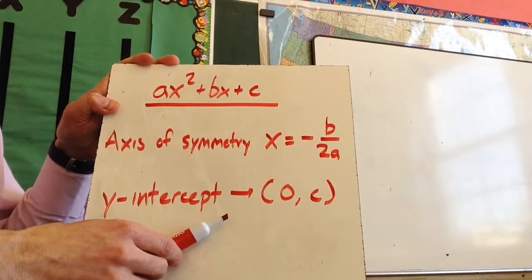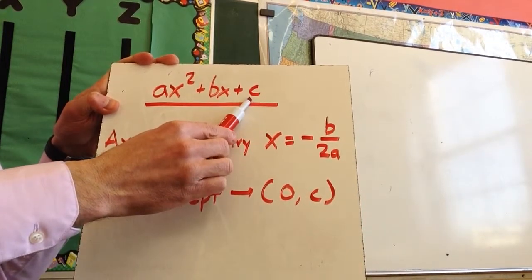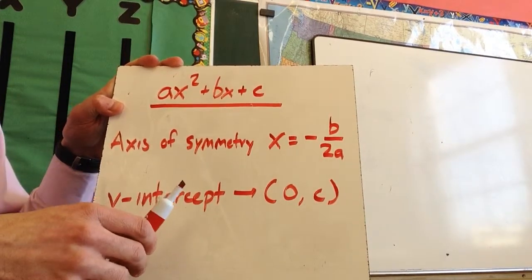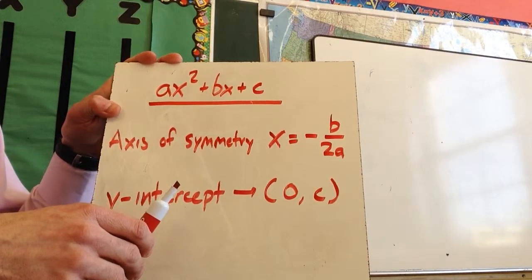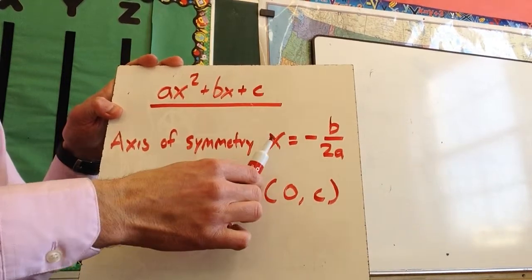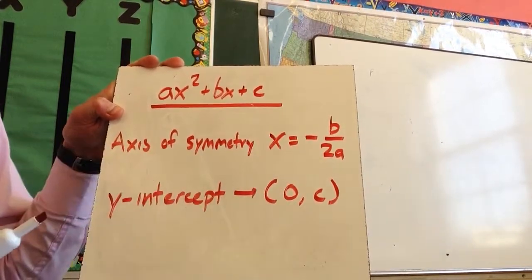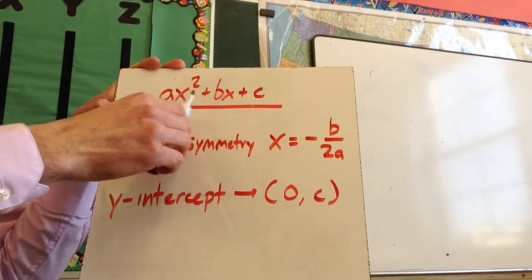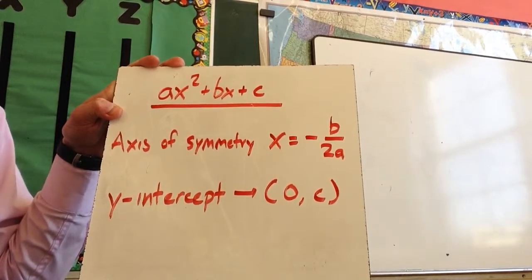The y-intercept is going to be at 0, comma c, so I'm going to use that number. It's going to be at 0, comma that. And then to find the vertex, it's going to be this x. The axis of symmetry is the value for x. I'm going to substitute that in here, find y, and then I'll know what x comma y is.